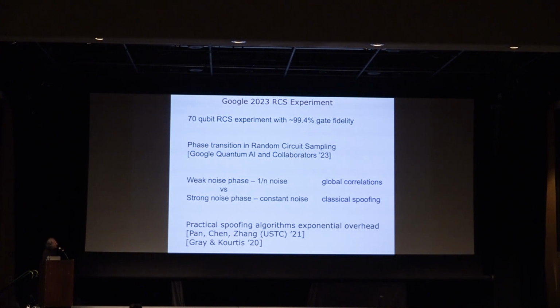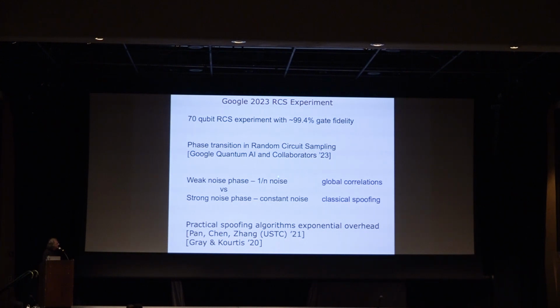And they were sort of saying, well, look, there's a phase transition in terms of global correlations as you start increasing the noise rate from 1 over n to constant, in terms of the correlations that you see in the system. So you see global correlations when the noise is small enough, and when it's large, your correlations become small enough that you should be able to achieve classical spoofing.